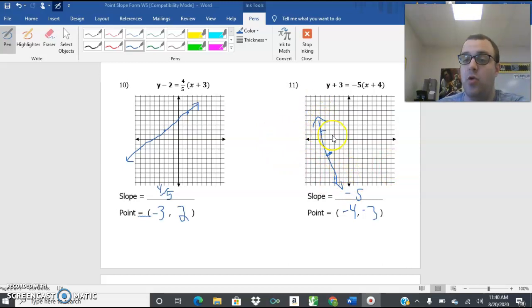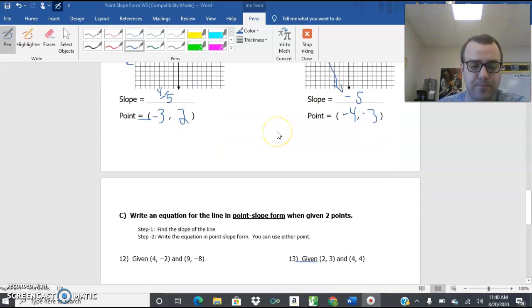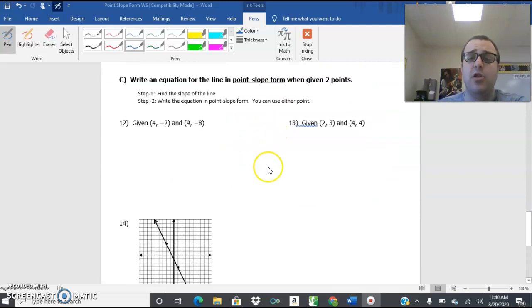Make sure you're using a ruler if you're doing it on paper. Now, last thing we're going to do for today with point slope form is that we are going to be able to take some points, or some other things you'll see in a moment, and turn them into point slope form as well.